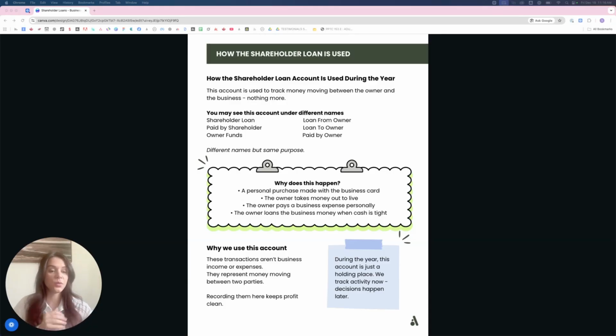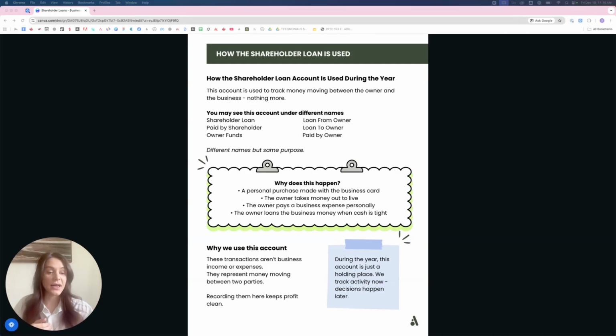The clean version would have been for the owner to take money out as earnings, pay the appropriate personal tax on that money, and then use that after-tax money to buy that personal item. But as we know, real life doesn't always work that way, and that's completely fine, but the shareholder loan account lets us fix that after the fact.